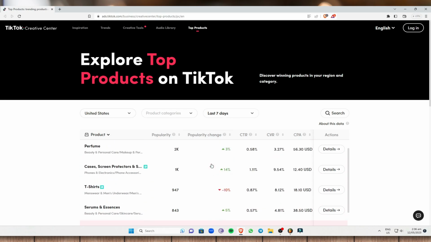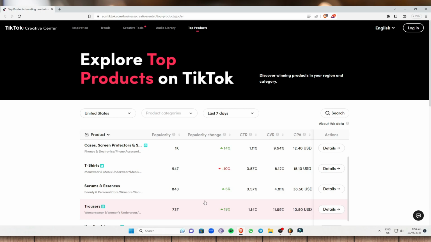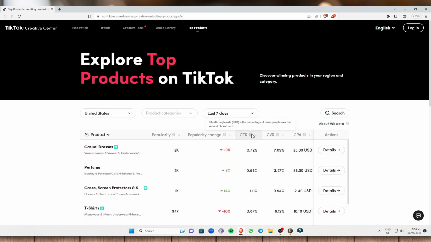So imagine for the last 7 days, the cases and screen protectors and the trousers have an ascending value in terms of popularity change. And next is the CTR. This means the click-through rate. So this is the number of times when people see this ad, they will click it. As you can see, this is the percentage of times people saw the ad and clicked on it.